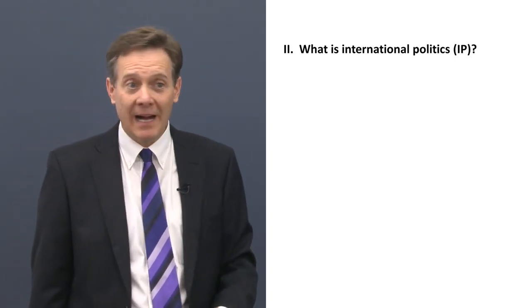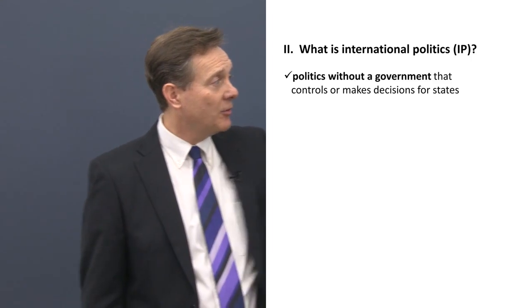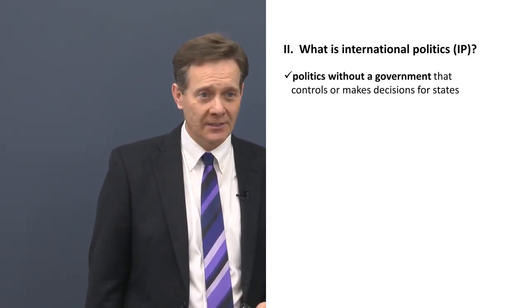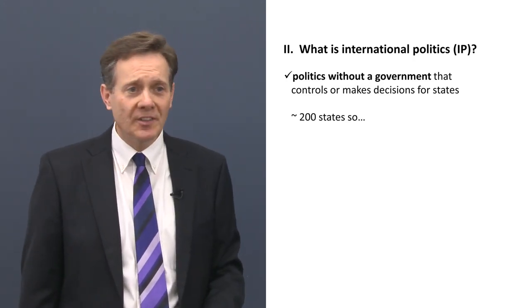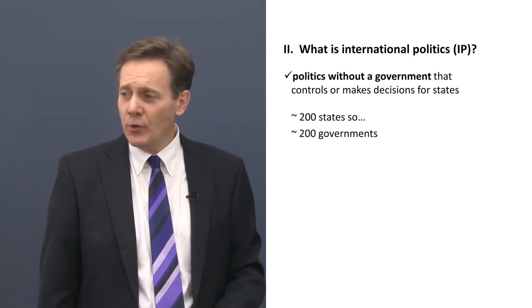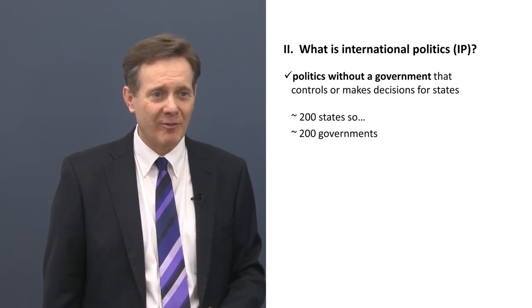So what is international politics then? It's politics without a government that can control or make decisions for states. There are about 200 states in the world. So there are about 200 governments, not one government. And we study, therefore, this politics in the absence of a government. We can study politics of Japan, India, Ireland, and all of those are politics inside of a government, within a state. But here we study politics without a government.